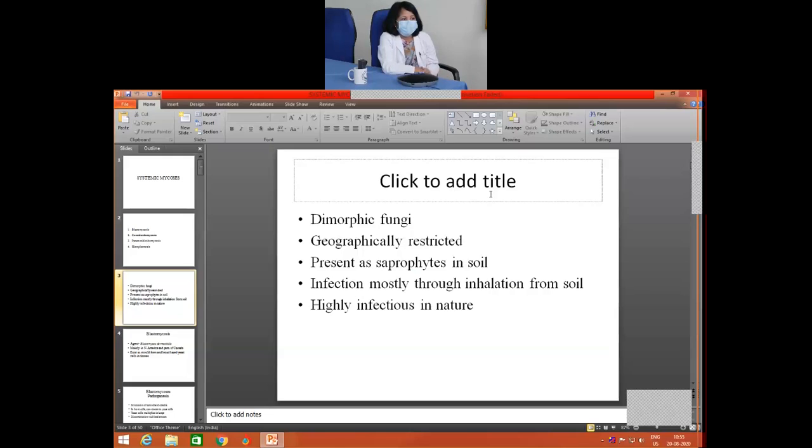They are present as saprophytes in the soil, and the infection mostly occurs through inhalation from the soil, and they are highly infectious. If you're getting a short note on systemic mycosis, please try to write as much as you can. The principal mode of infection is the same for all the species. You'll have to just remember the characteristic features of the different types of fungal infections. So that is all now.